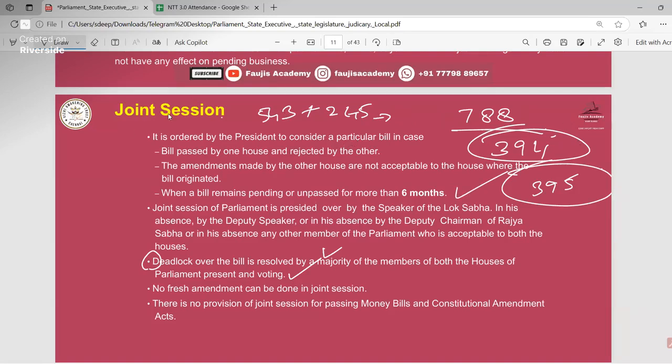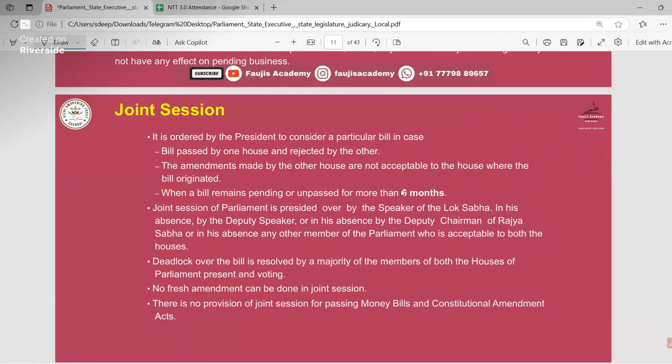Logically, in the joint session, it's obviously the Lok Sabha which wins. Because of its majority of 543, if the Lok Sabha wants a bill to be passed, its members are enough for it to get the bill passed in the joint session. So that is the reason why constitutional amendment bills are not allowed to be taken in a joint session, because that can go against the will of the states.